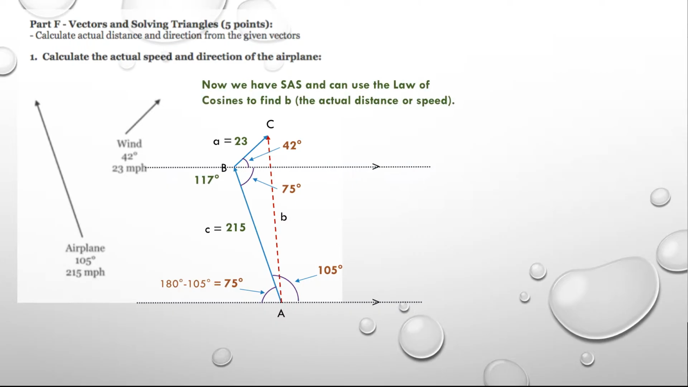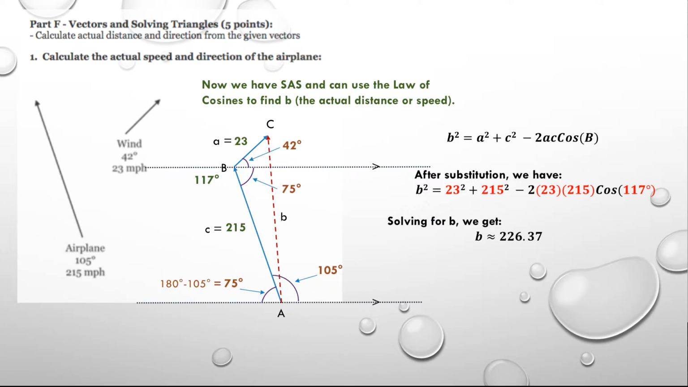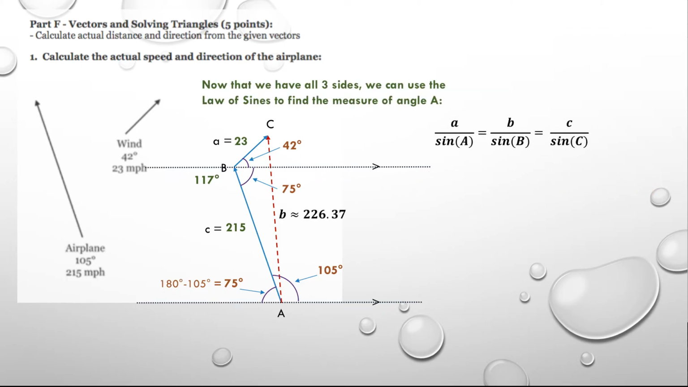So now we have side angle side. This allows us to use the law of cosines to find B, which is the actual distance or speed. B squared equals A squared plus C squared minus 2AC cosine of B. After substitution and solving for B, we find that B is approximately 226.37, which is the final actual speed after the vectors are added together.